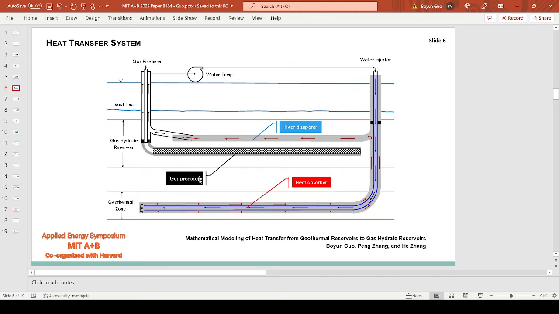This is a low-cost operation because we do not provide heat energy. We provide only a small amount of energy to drive a water pump.